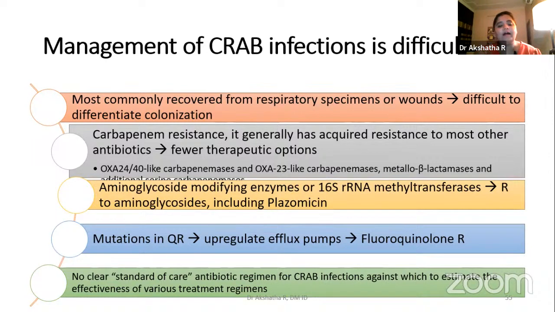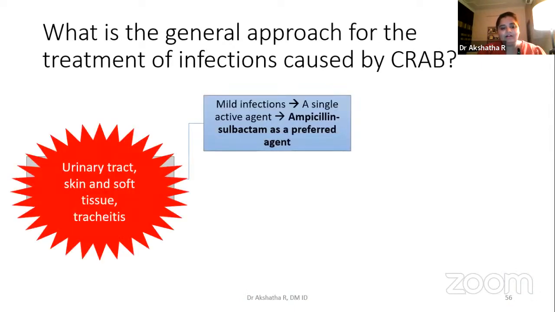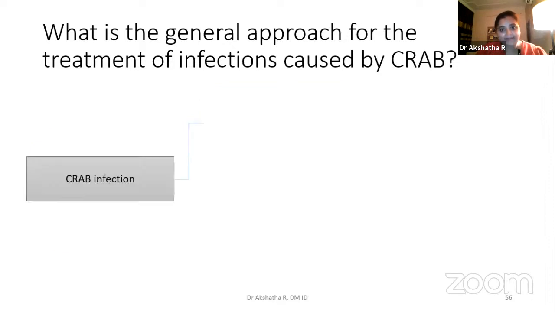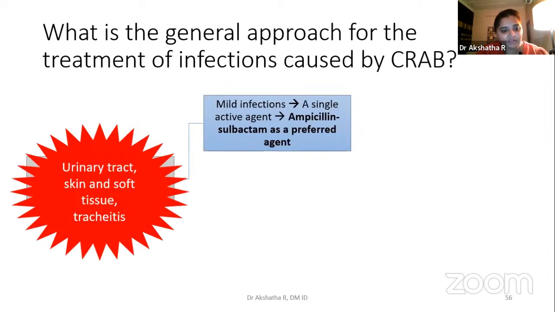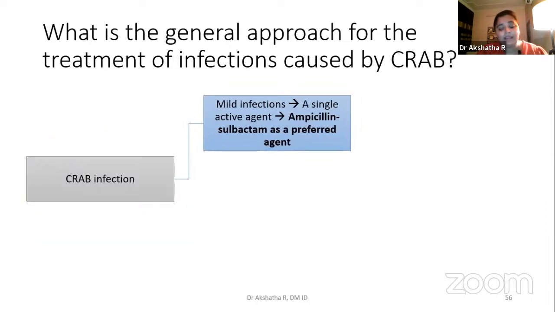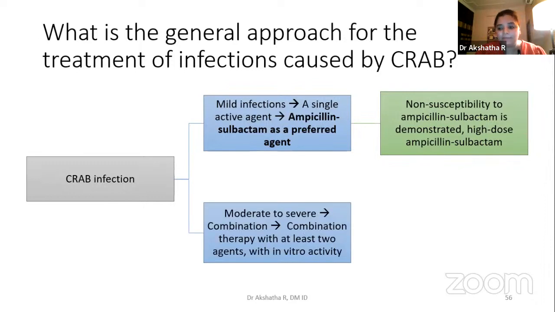So even if newer drugs are developed, there is no way we can compare the newer regimen against any standard because there is no standard of care. So what is the general approach? For CRAB infection, this was last year's guidance, where they divided into mild infection, in the case of UTI, skin and soft tissue infection, tracheitis. There they preferred ampicillin sulbactam. Even if it is resistant, you have to give high dose ampicillin sulbactam.